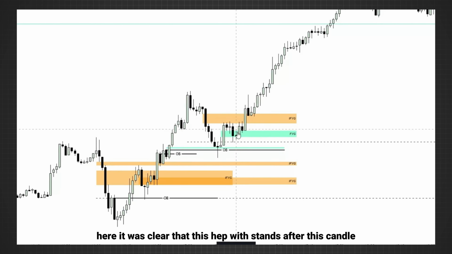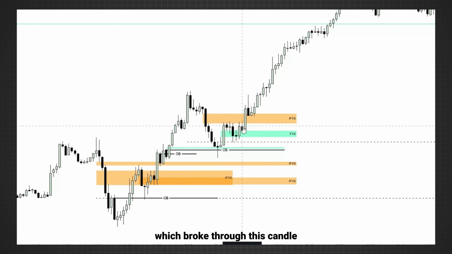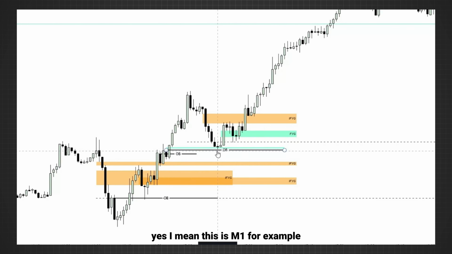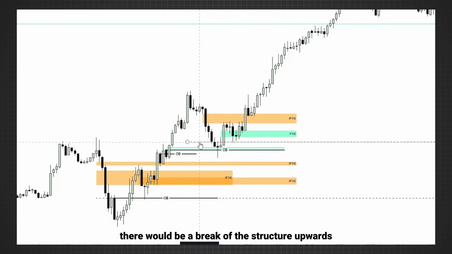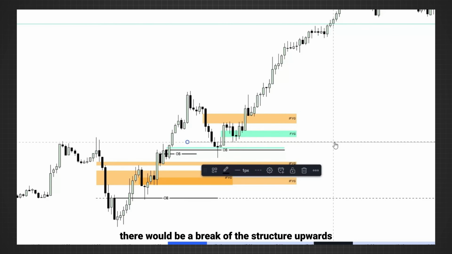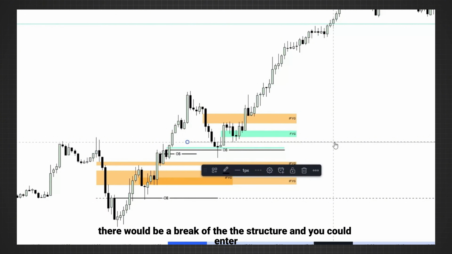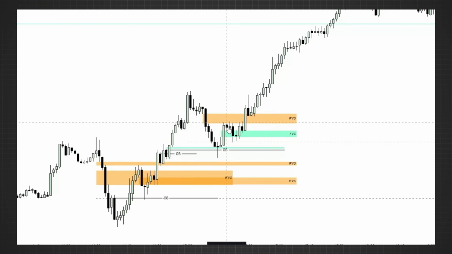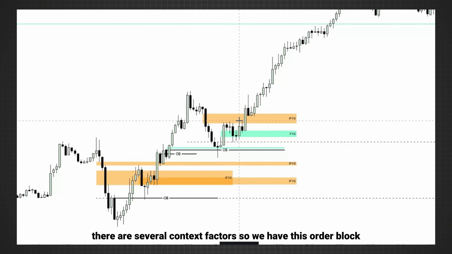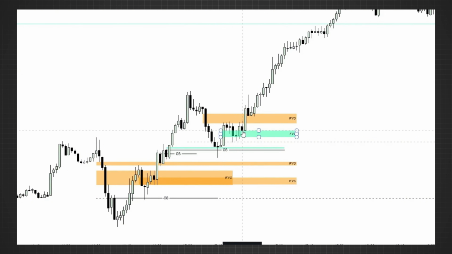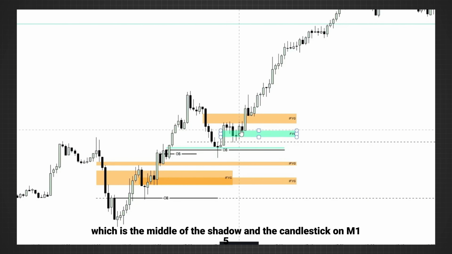Here it was clear that this gap withstands after this candle, which broke through this candle. Yes, this is M1, for example. If you look at 10 seconds, there would be a break of the structure upwards. There would be a break of the structure, and you could enter. And again, there are several context factors. So we have this order block. We have this dotted line, which is the middle of the shadow of the candlestick on M15.